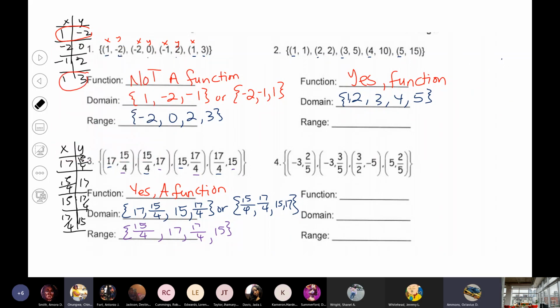What's my range? 1, 2, 5, 10, and 15. Yeah, the second number. 1, 2, 5, 10, 15. It's just your set of y's.